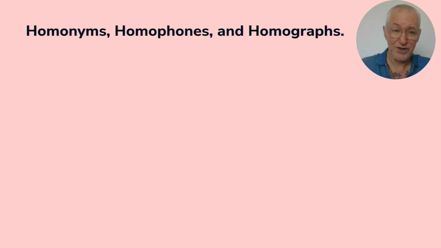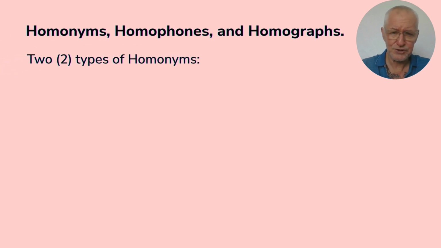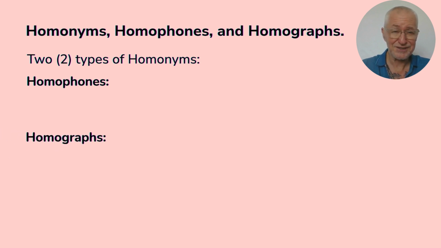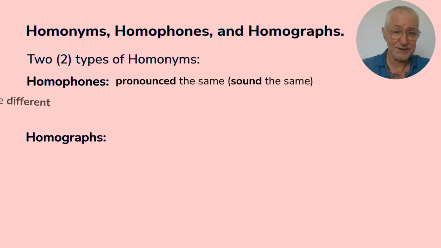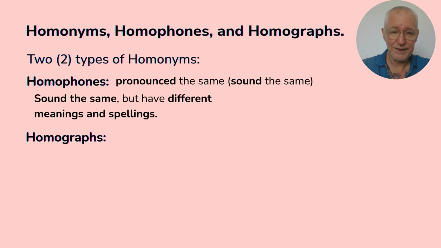Okay, let's look at where homophones and homographs fit into the picture. So homonyms are words same, but different. Sound the same or look the same but have different meanings. So these are divided into two different groups, homophones and homographs. So homophones, these are pronounced the same or sound the same but have different meanings and spellings.